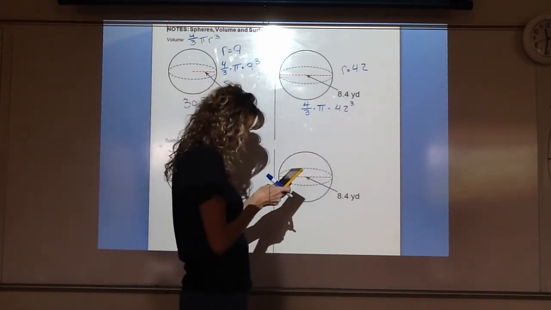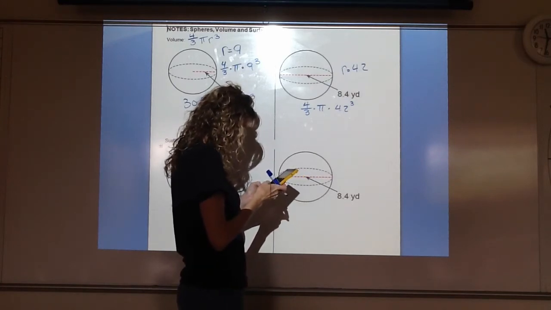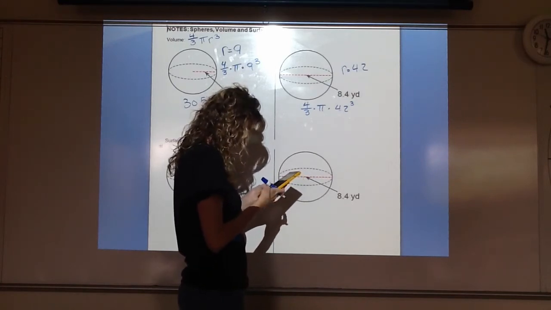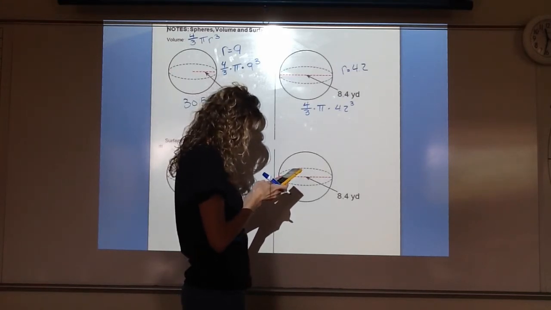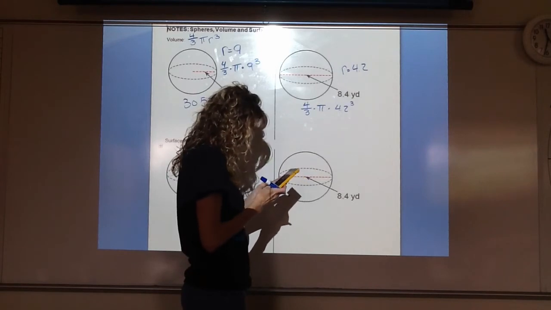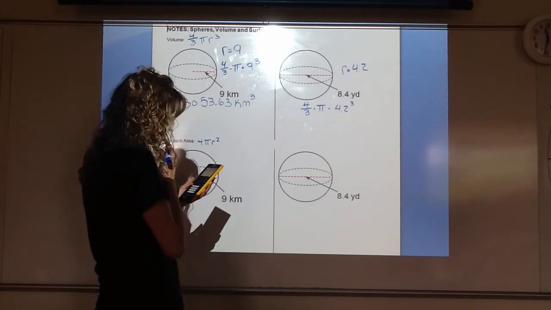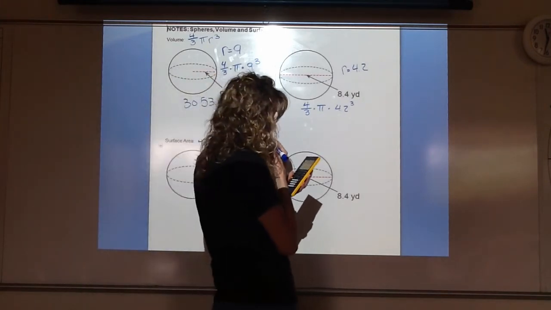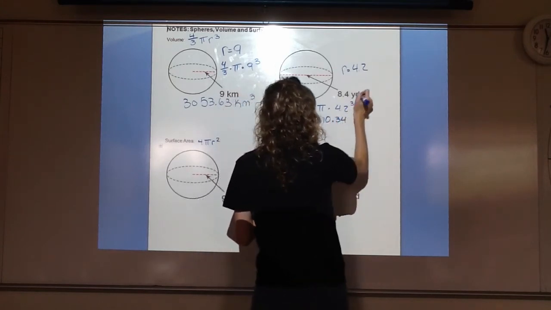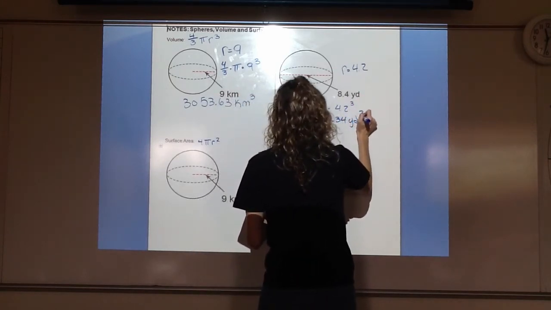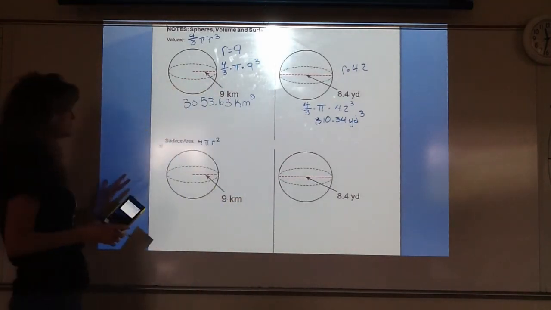And it's going to be that simple, 4/3 times pi times 4.2 cubed. And we're going to go to 2 decimal places, so I get 310 and 34 hundredths yards cubed, or cubic yards. Alright, so simple, we're just going to plug it into the calculator.